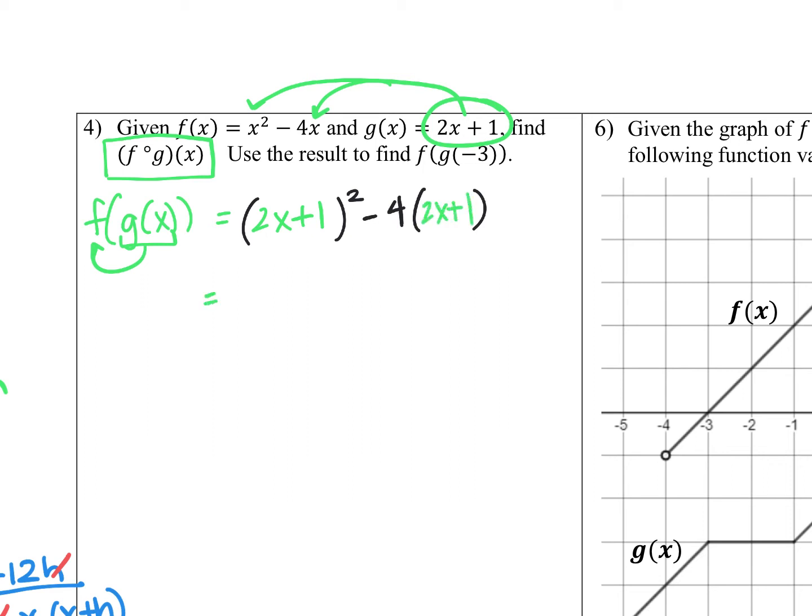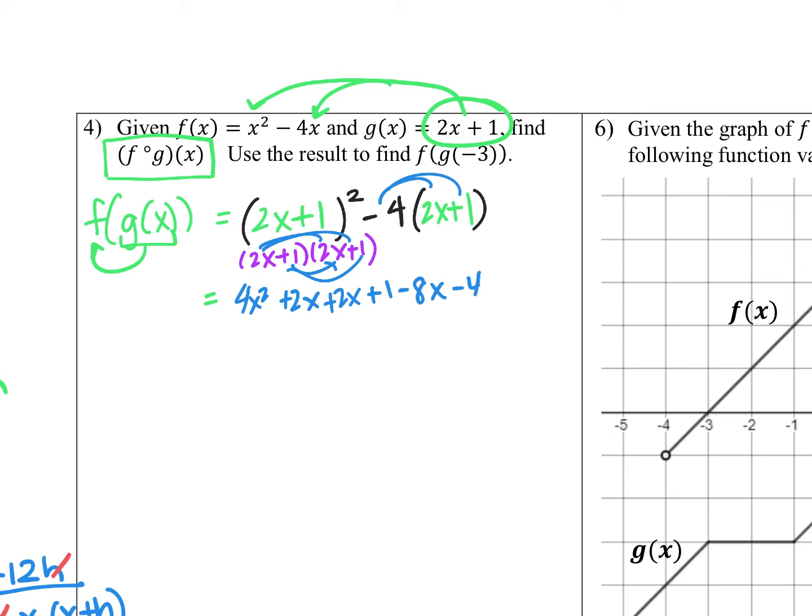So simplifying, we have 2x plus 1, we'll square that. That's 2x plus 1 times 2x plus 1. If we distribute, it'll be a 4x squared plus a 2x plus another 2x plus 1. And then minus 4 distributing gets negative 8x minus 4. So combining our like terms, 2x and 2x will go with the negative 8x. That makes us have a negative 4x. And then we have 1 and negative 4, that makes negative 3. And 4x squared doesn't have anyone to go with, so we're left with 4x squared minus 4x minus 3. So that's the composition. That's the new function we just made.